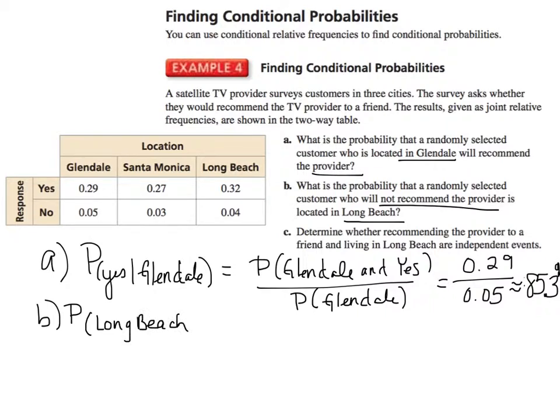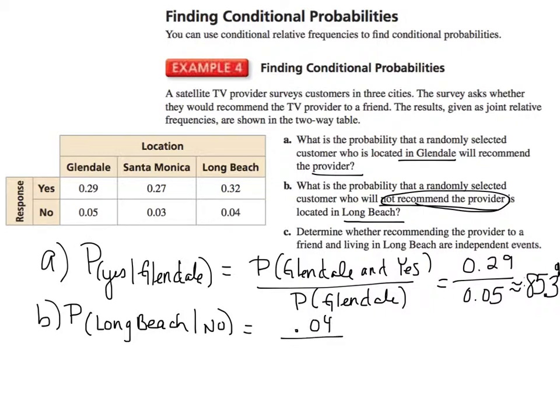The probability of Long Beach, given first that they select no. So we want to know, this is first, not recommend the provider. That's who's first. Then from there, we see if they're from Long Beach. So what do we want? We want no and from Long Beach. So we look at our chart. No and from Long Beach is 0.04.